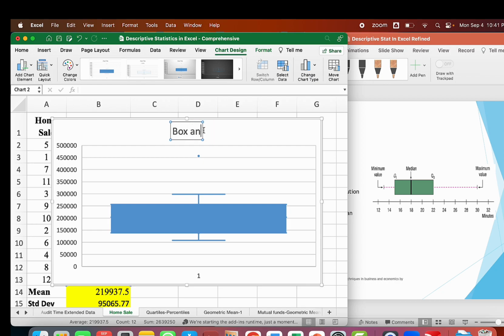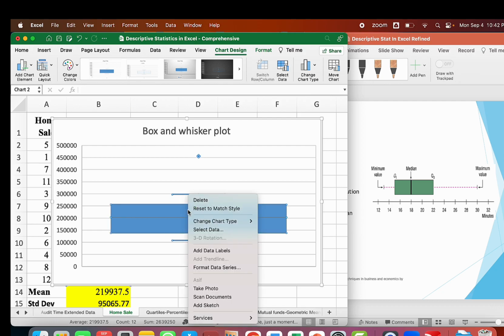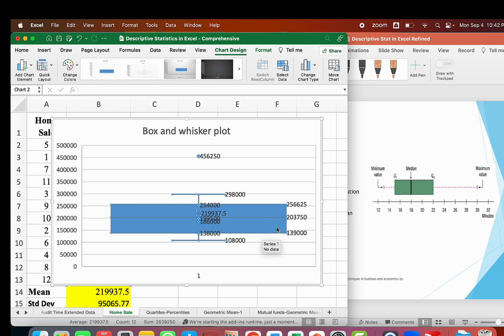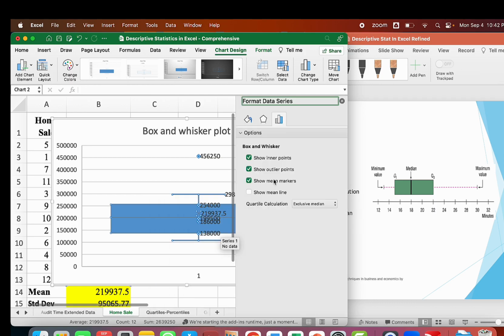Now let's format it a little bit. Let me call it box and whisker plot, and let's add more information to this one. Add data labels. Let's try. We can add data labels, or if you believe it makes it cluttered, you can remove it. Format data series, and in format data series, show inner points. I don't think we need it. It makes the chart very cluttered. Show outlier points. Yes, we need them. Show mean line.